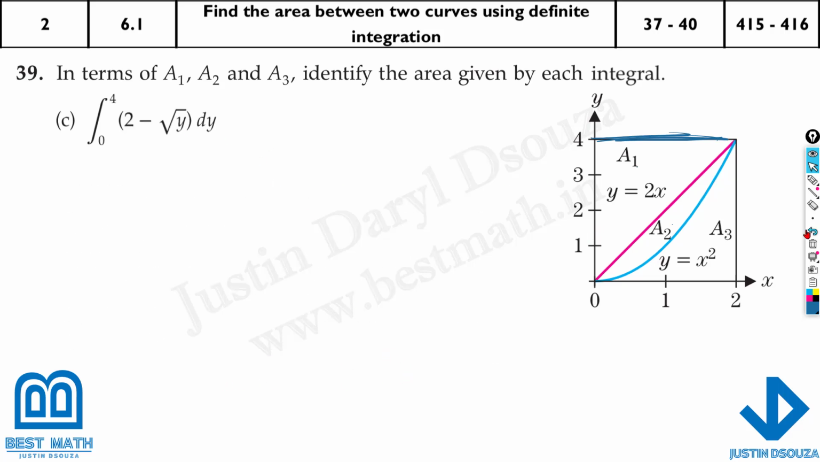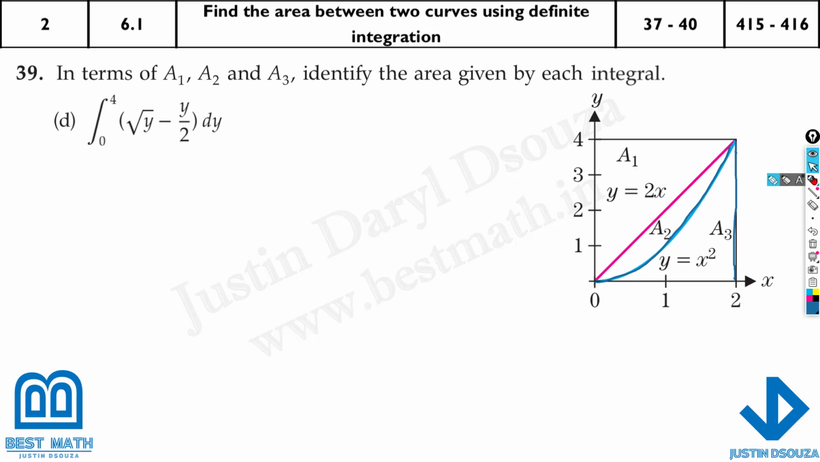What about this? It's along dy. Now it changes. It's right minus left. Where is 2? Yes, this one. This is the line, minus square root y. Square root y means y is equal to x squared. You take the square root on both sides. It'll be x is equal to square root y. This blue line. So it's A3 here. The answer is A3.